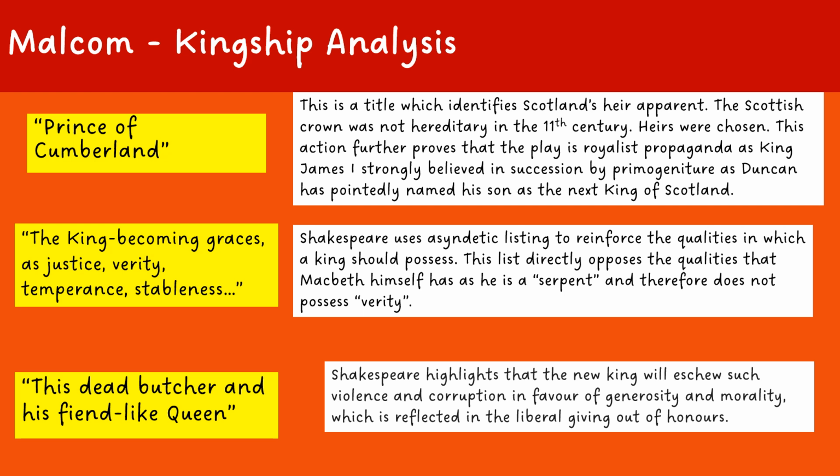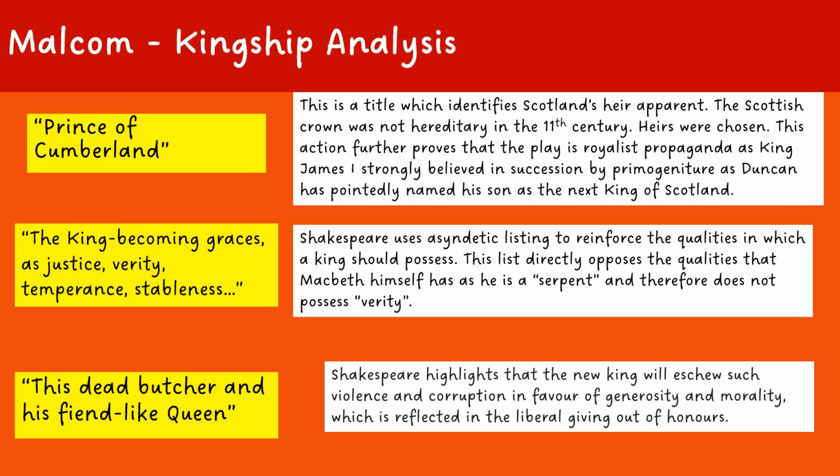Now Shakespeare's using asyndetic listing here. So asyndetic listing is the use of listing that's not been broken up by connectives, okay? So it doesn't say graces and justice and verity, okay? Now, this is to reinforce the qualities which a king should possess, okay? And this list directly opposes the qualities that Macbeth himself has. If you look at that word verity, that word verity means to be true, okay? And Macbeth himself is the serpent hidden beneath the innocent flower, okay? And therefore he does not possess this verity.